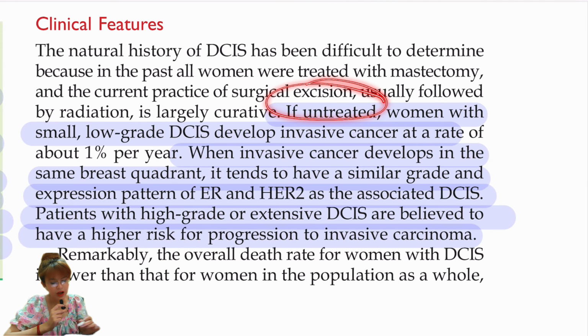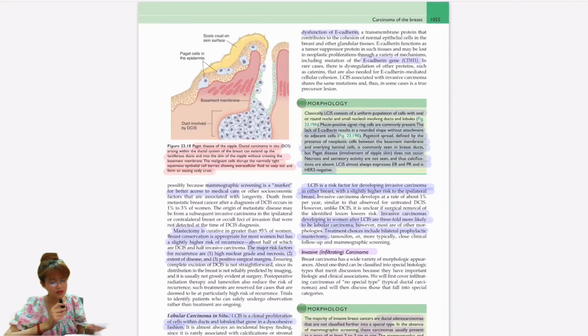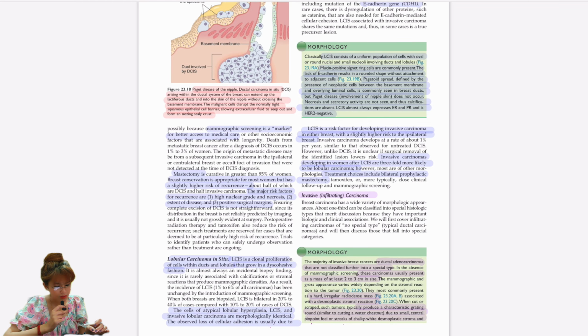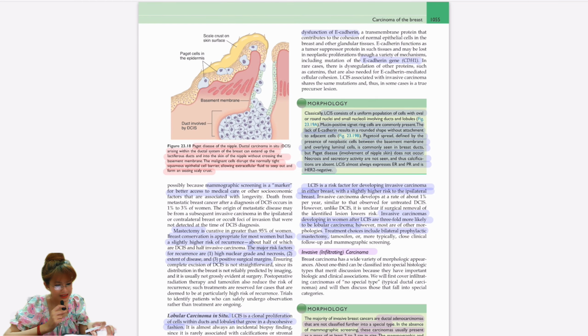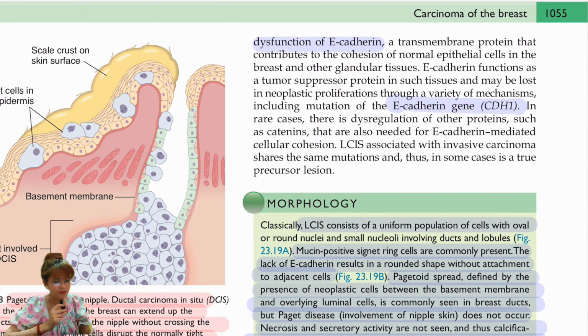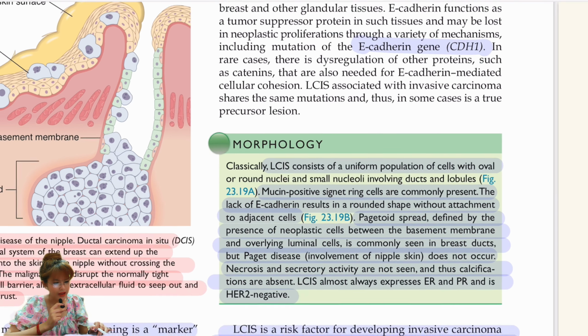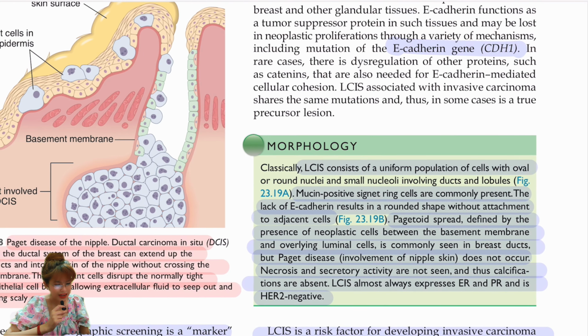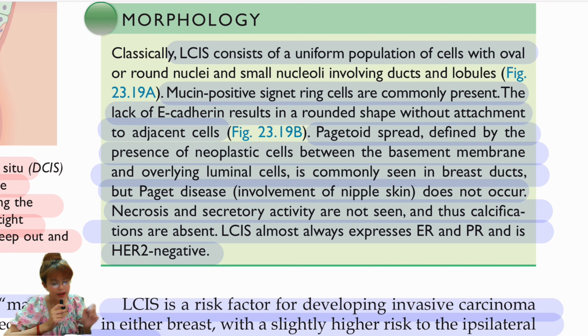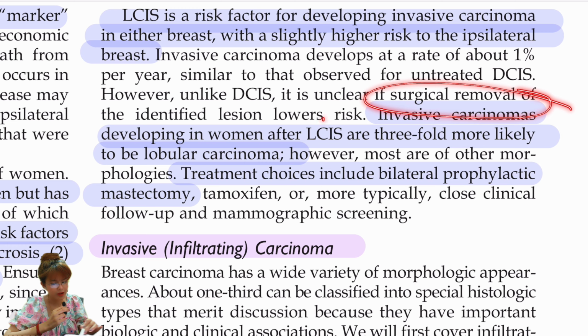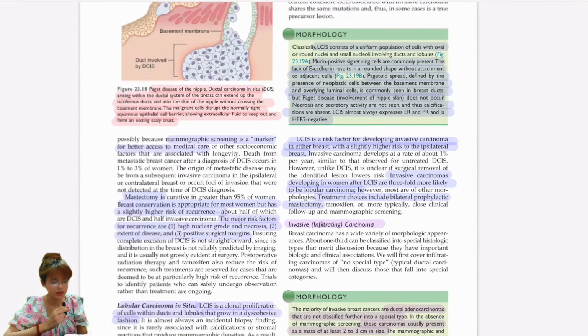So if untreated, a woman with low grade DCIS will progress to invasive carcinoma. This is something you can easily understand. Now if we talk about lobular carcinoma in situ, I've already told you that these cells are discohesive because they have a loss of E-cadherin and mutation of the CDH1 gene. And what kind of cells do you see here? You see mucin positive signet ring cells. Invasive carcinoma developing in women after LCIS is threefold more likely to be lobular carcinoma, obviously, right?